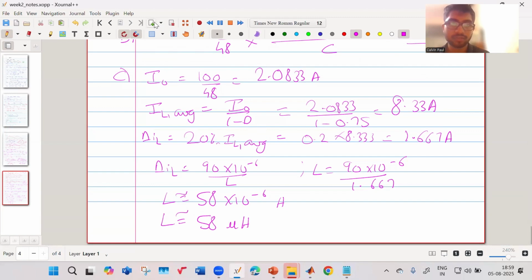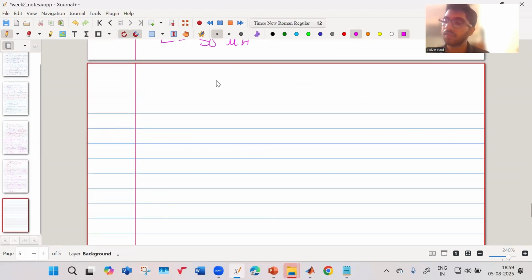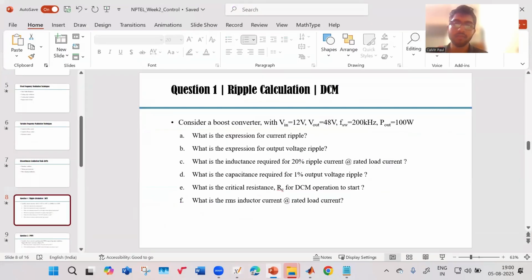Okay, no doubts. Now the D part is: what is the capacitance required for 1% output voltage ripple? Okay.